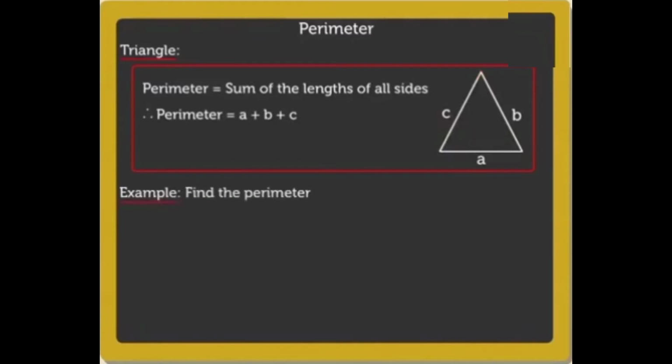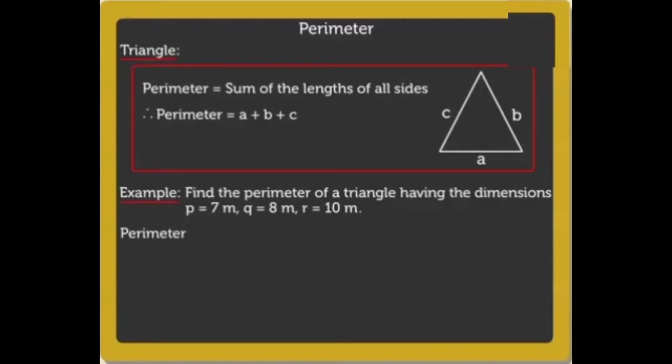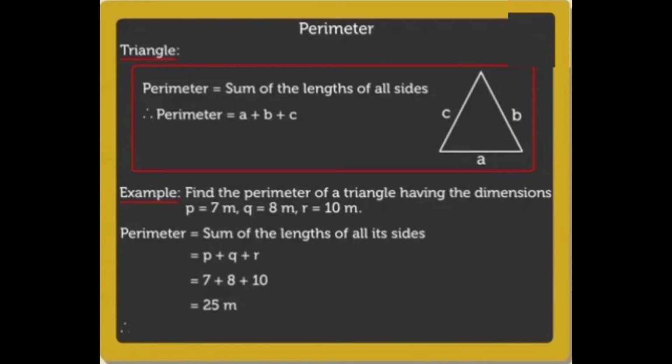Let's find the perimeter of a triangle having the dimensions P is equal to 7 meter, Q is equal to 8 meter and R is equal to 10 meter. We know that perimeter of a triangle is equal to the sum of the length of its sides, which is equal to P plus Q plus R. That is 7 plus 8 plus 10, which is equal to 25 meter. Thus, perimeter of the triangle is equal to 25 meter.